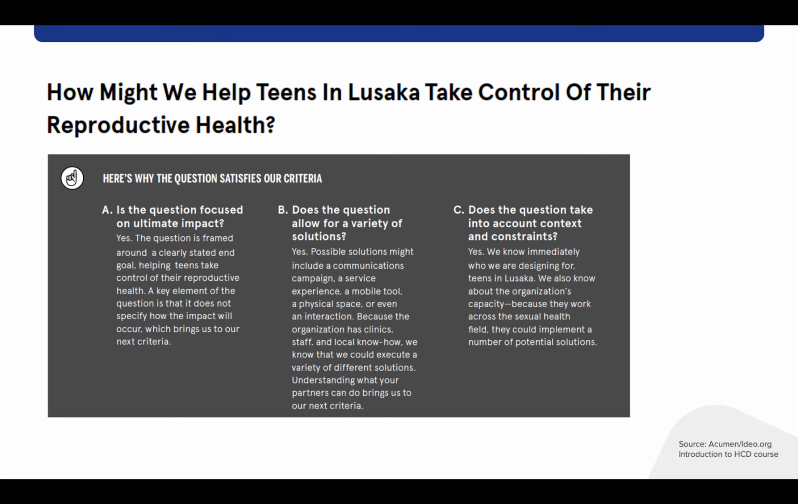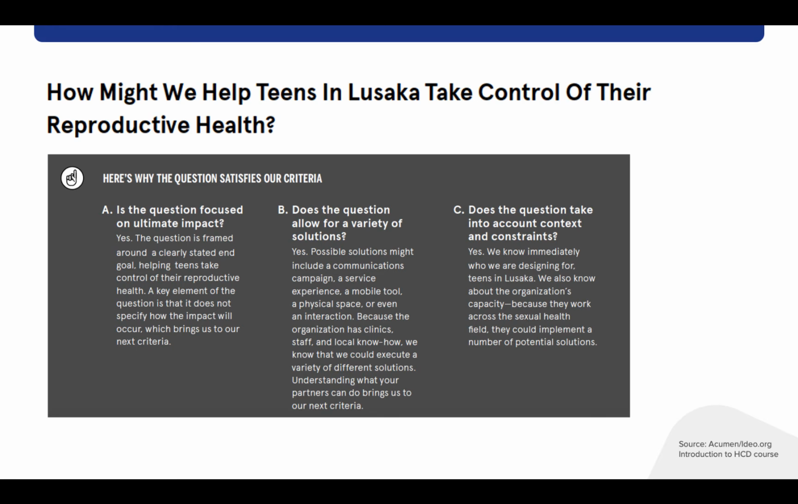Another way to look at it is asking ourselves these three questions to make sure it satisfies our criteria. And the first question, as I mentioned, is the question focused on ultimate impact? Yes, absolutely. By reading the question, we understand that the goal is to help teens take control of their reproductive health. So it's very clear the goal of the project, the ultimate impact we are trying to achieve.